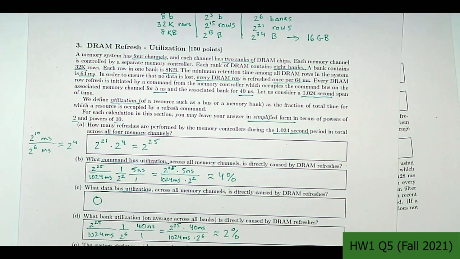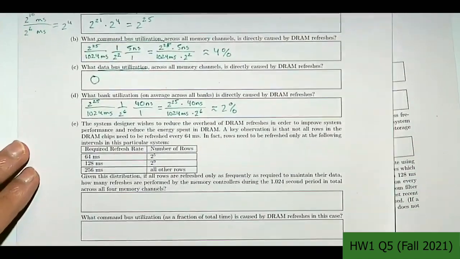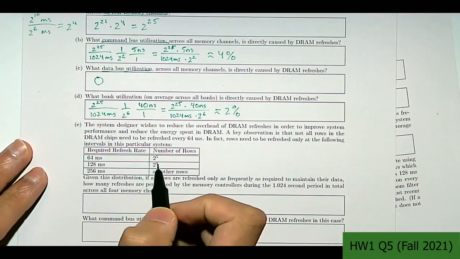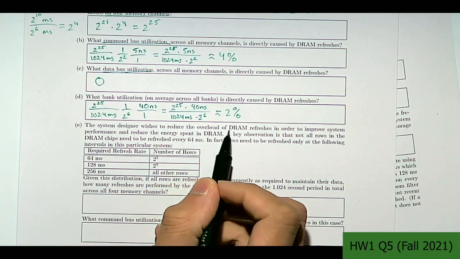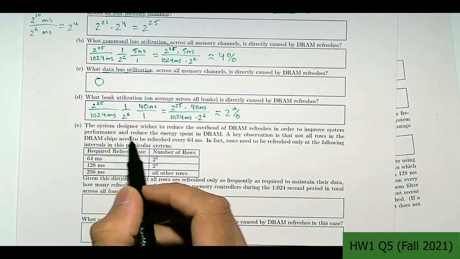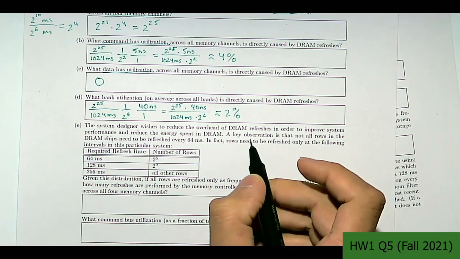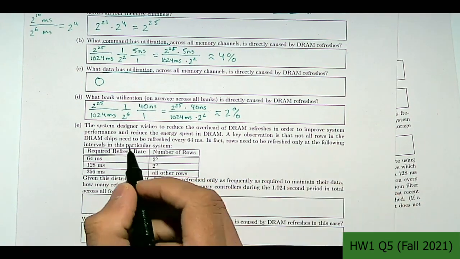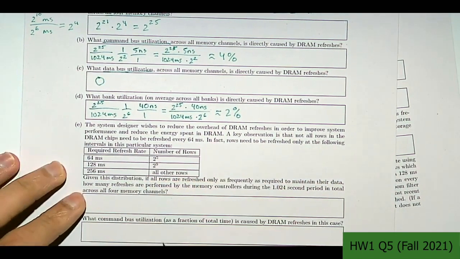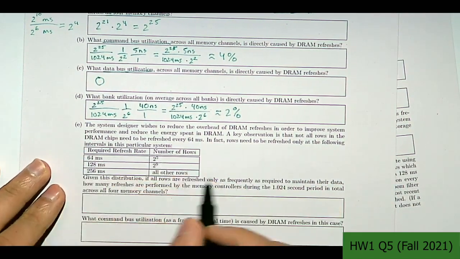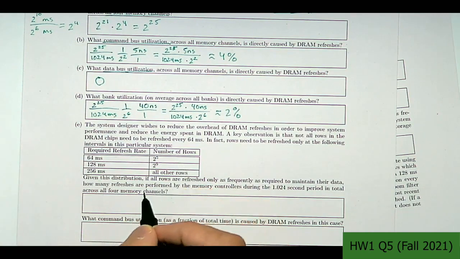Okay, so the next part of the question asks us to optimize this a little bit. There's more text here. The system designer wants to reduce the overhead in order to improve system performance and reduce energy. What we observe is that not all rows in the DRAM chip need to be refreshed every 64 milliseconds. In fact, we only need to refresh some rows at lower rates, which are indicated in this table, and this table provides us with what we need.